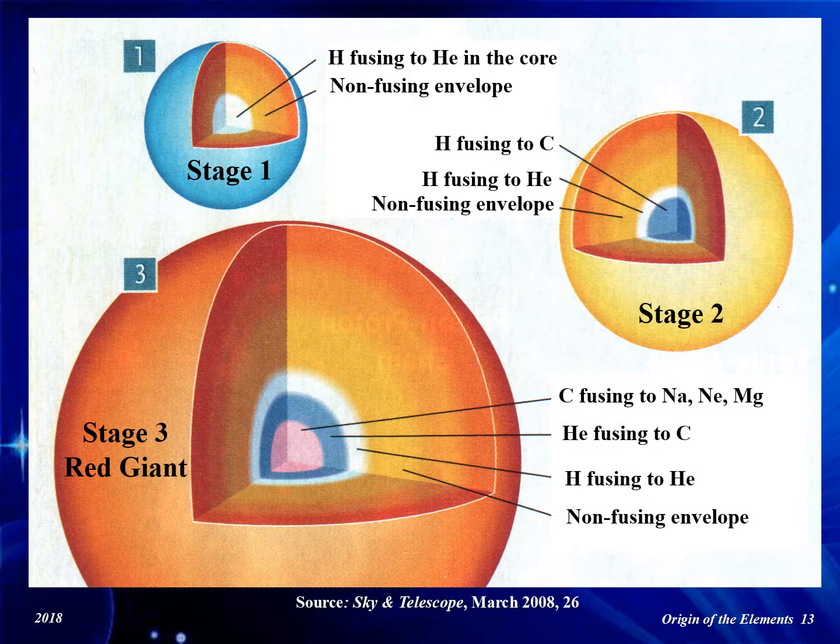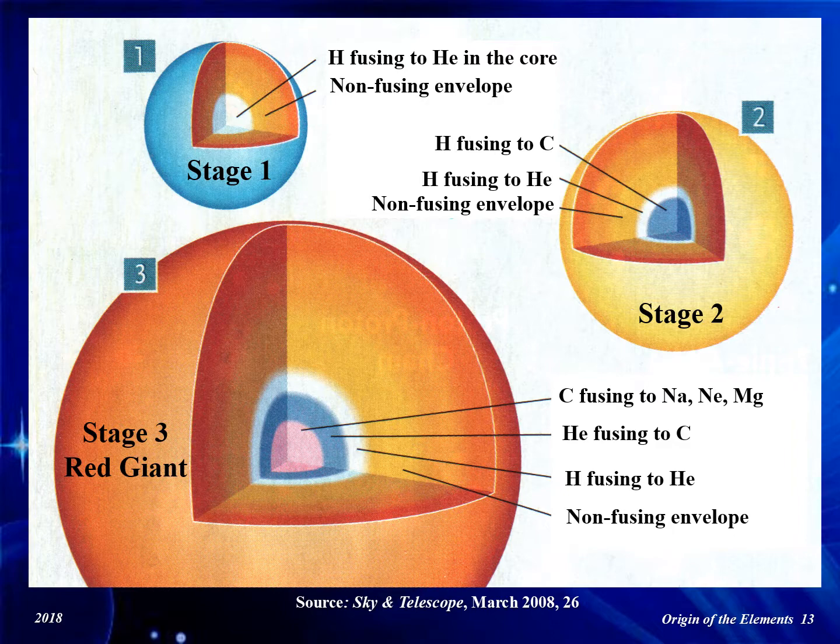This diagram shows cross-sectional views of the first three stages of a star's formation. In stage 1, at the top left, hydrogen is fusing to helium in the core. In the outer part of the star, no fusion is taking place. As the star grows into stage 2, shown on the right, hydrogen begins fusing to carbon in the core, while hydrogen continues to fuse to helium in the zone just outside the core.